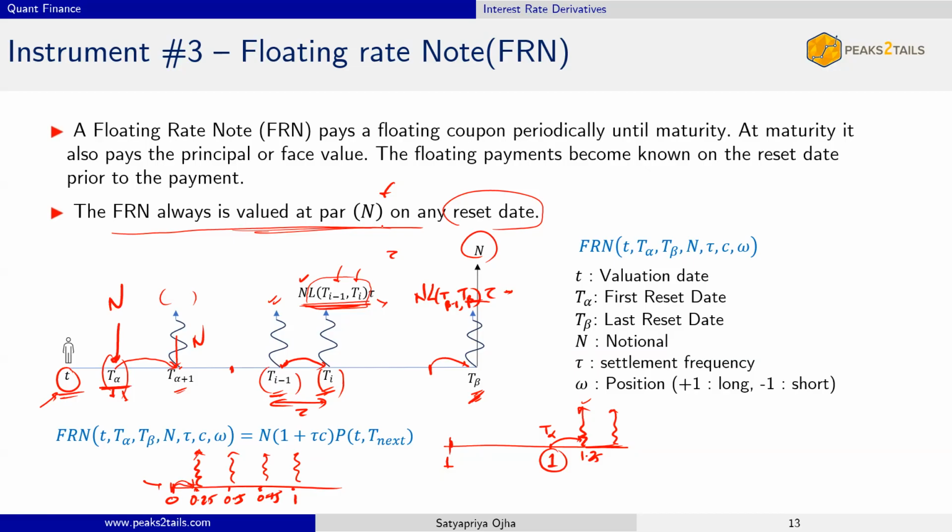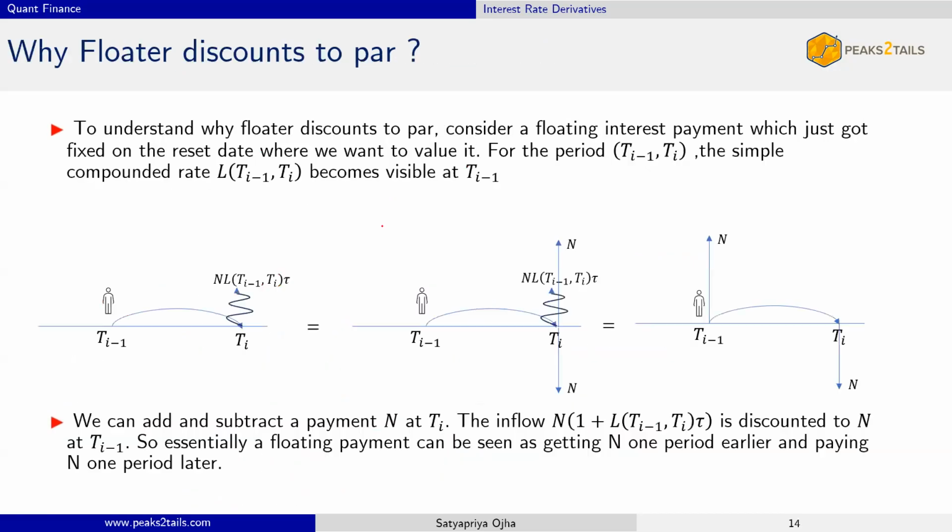Yes, that's the question. Why? What is the reason behind this? Let me explain, and I'll use some geometry and some algebra to prove this. It's a beautiful result. So exactly that's the question. Why does a floater discount to par on a reset date?